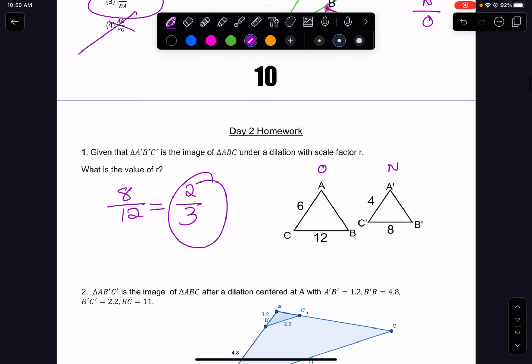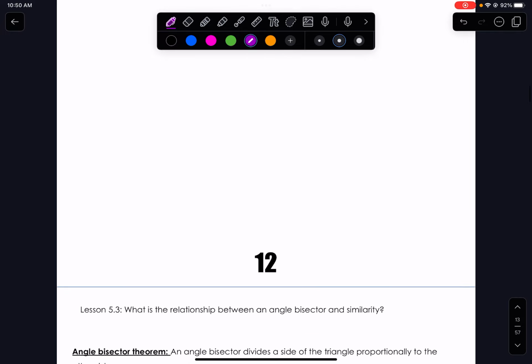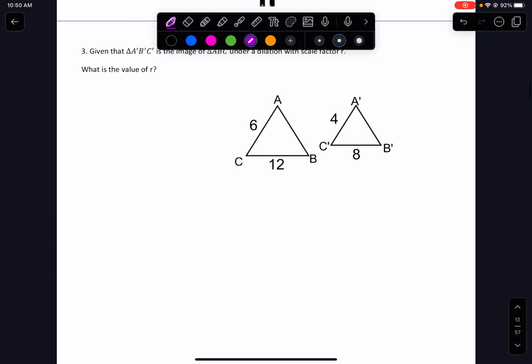Is this the same one as before? Yeah, this is the same one from number 1. I don't know why it's there. That's a mistake on me. See above. Don't do it twice. Or do it twice. Whatever makes you happy.